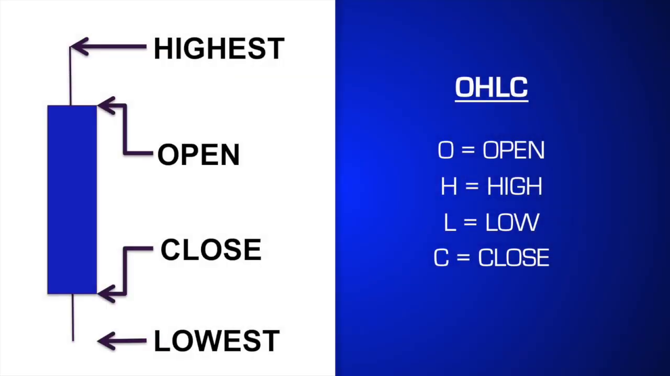So I mentioned an OHLC chart, okay? What that actually stands for is open, high, low, close. So if you look over at this picture, you have the top of the wick, the very tippy top where you see the arrows pointing to highest. That means that this was the highest that this candle has reached. And then the L for low stands for lowest, which means this is the furthest down that this candle's reached.